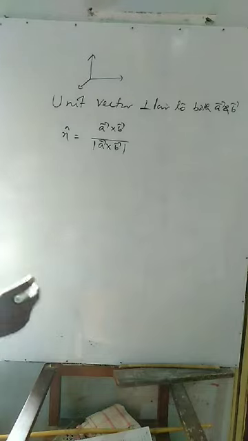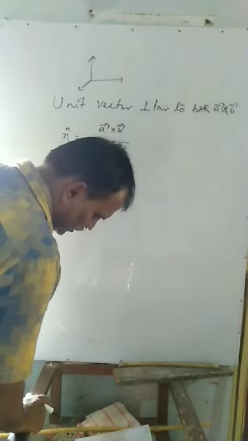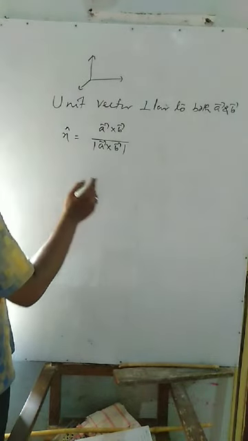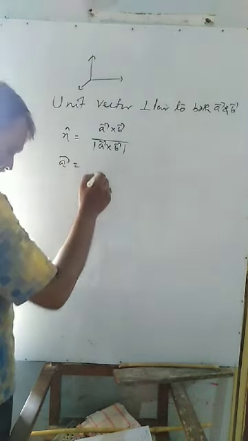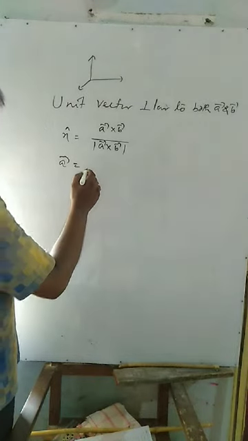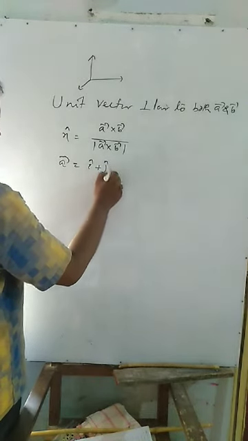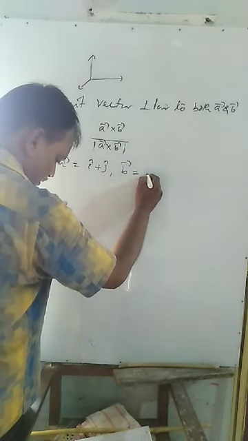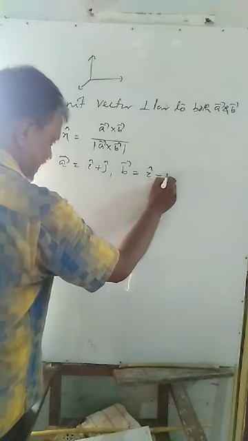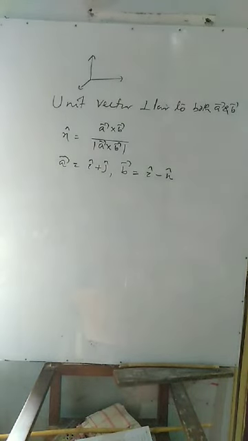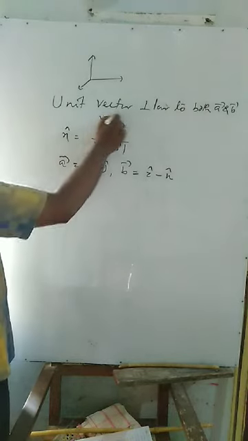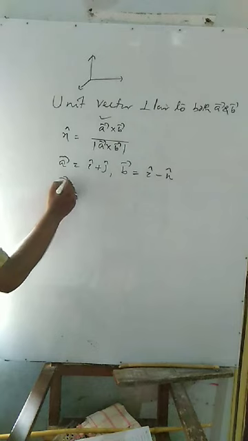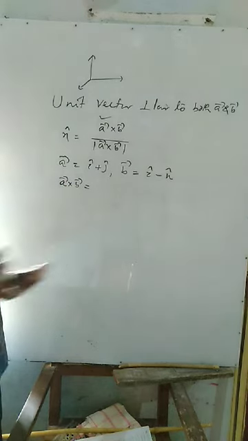Suppose here is the question: find the unit vector perpendicular to both A and B, where A vector is equal to i cap plus j cap and B vector is equal to i cap minus k cap. There are two vectors. First of all, you find this. The unit vector perpendicular to both means we find A cross B. How to find A cross B?